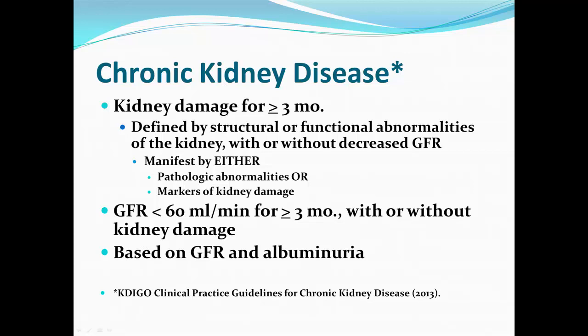Anytime the GFR decreases below 60 milliliters per minute for more than 3 months, whether they have structural or functional damage, they have CKD. And when we look at diagnosing CKD, we look at 2 parameters. We look at the glomerular filtration rate, and we look at the amount of albumin in the urine. And these are the clinical practice guidelines, and I've referenced them.